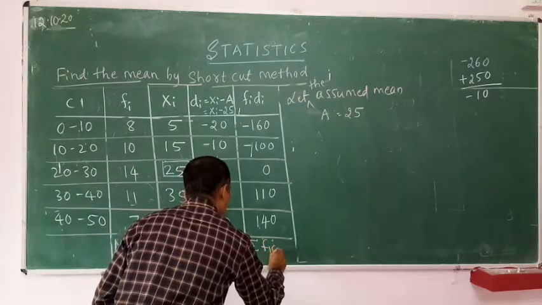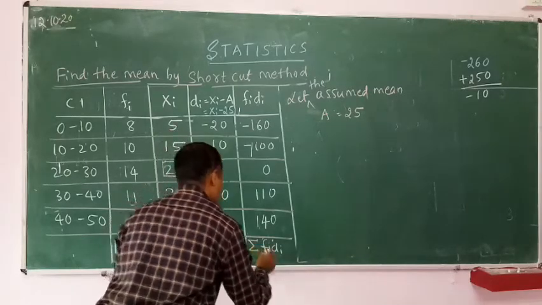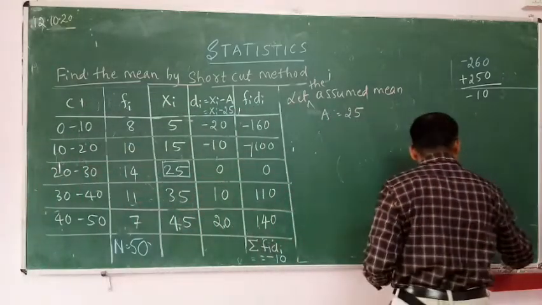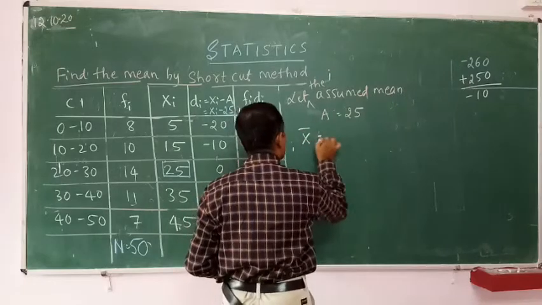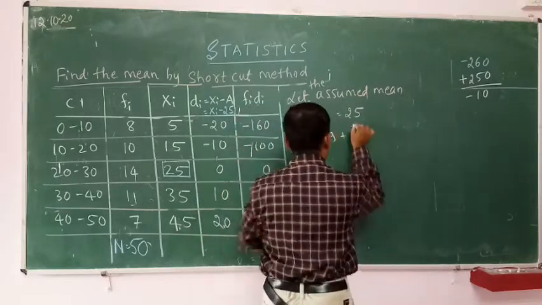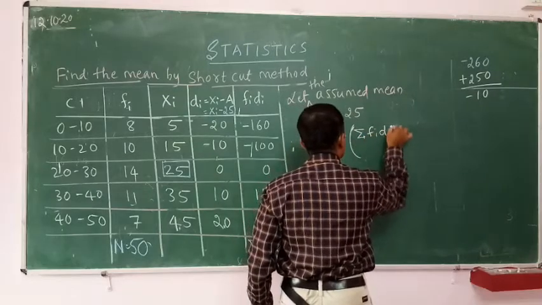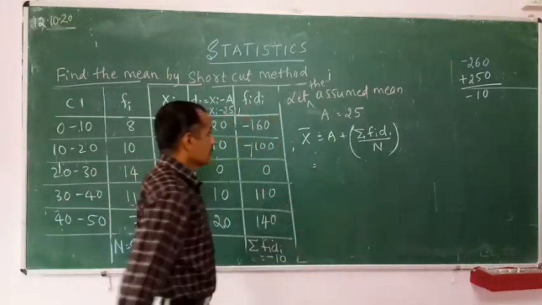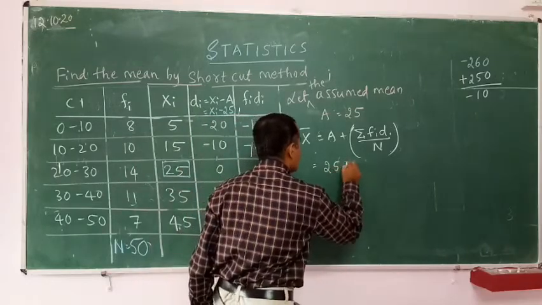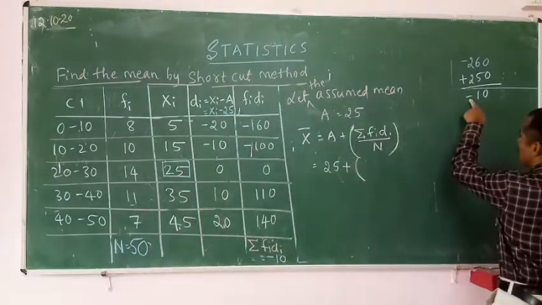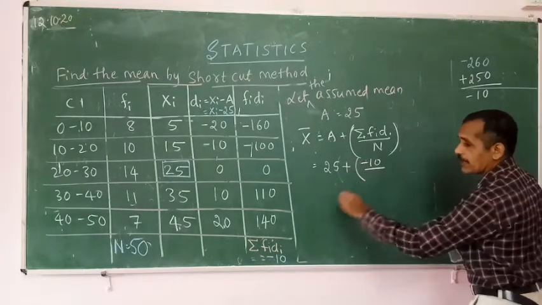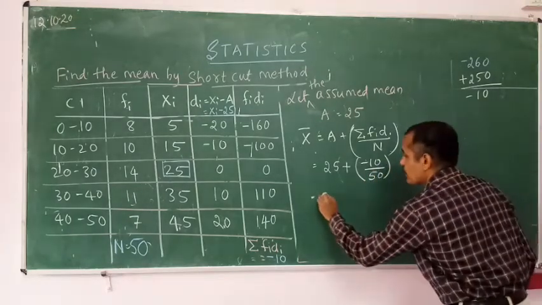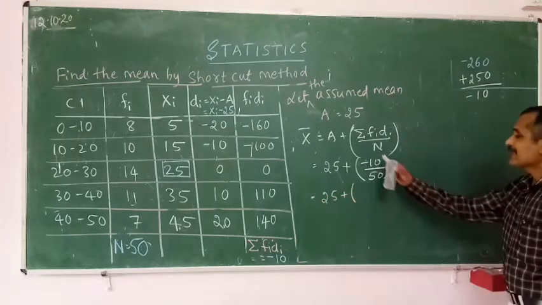Summation FiDi is equal to how much? It is minus 10. Coming to the formula, x bar is equal to A plus sigma FiDi divided by n. A is 25, assume it is 25, plus into bracket FiDi, it is minus 10 divided by 50. Which is equal to 25 plus into bracket minus 10 by 50.